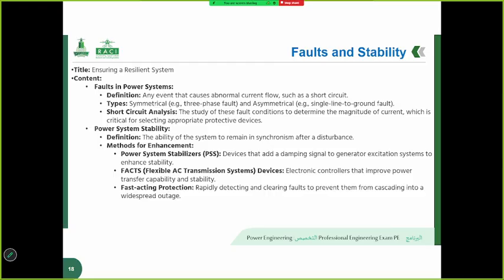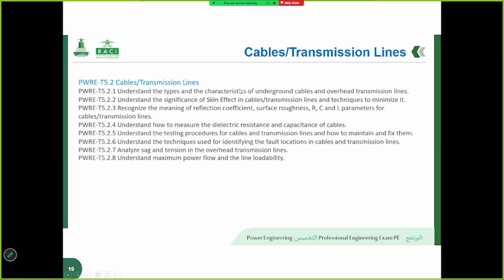Fast acting protections. Regarding this method, the speed at which a fault is detected and cleared is paramount. The faster the protection system operates to isolate the fault, the less chance there is for the disturbance to spread and cause a widespread outage. This is a primary reason why modern protection relays are designed for high-speed operation.